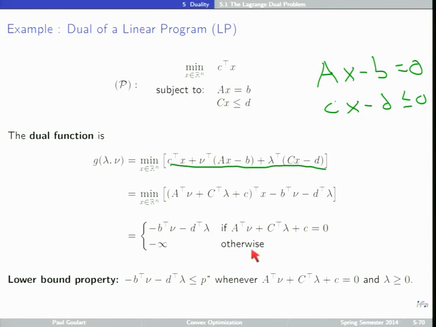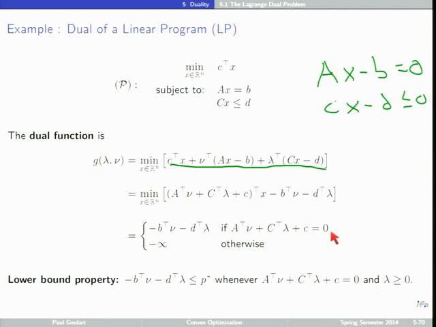So the domain of the function g is all of the places where it takes on a finite value, and that's all of the places where nu and lambda together satisfy this equality constraint. So the domain is this hyperplane. And so when I solve the dual, I can just write this down explicitly as a constraint, rather than having to worry about what the domain of the function is.